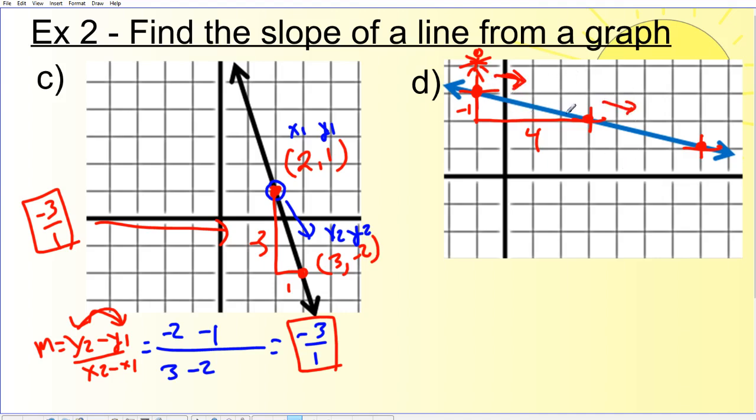Lines going downhill as you go from left to right will all have a negative slope. This guy, he's going downhill. He had a negative slope. This guy, downhill. He has a negative slope. The slope here is negative 1 over 4. Down 1 over 4. That's the slope.